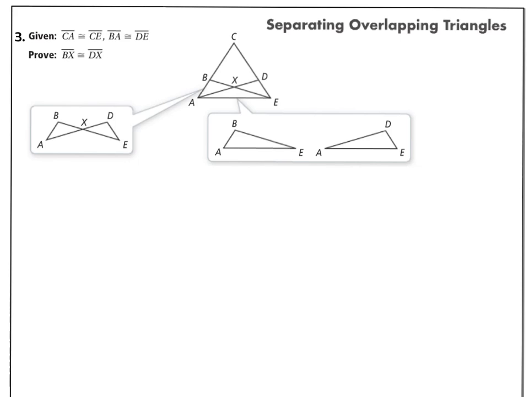Also, segment BA is congruent to segment DE. So this segment is congruent to this one, or this one's congruent to that one, or on the big one it is here. And overall, I want to prove that segment BX is congruent to segment DX. So that's what I'm looking to prove overall. So for this proof, I'm going to do a 2-column proof. So statements and reasons.